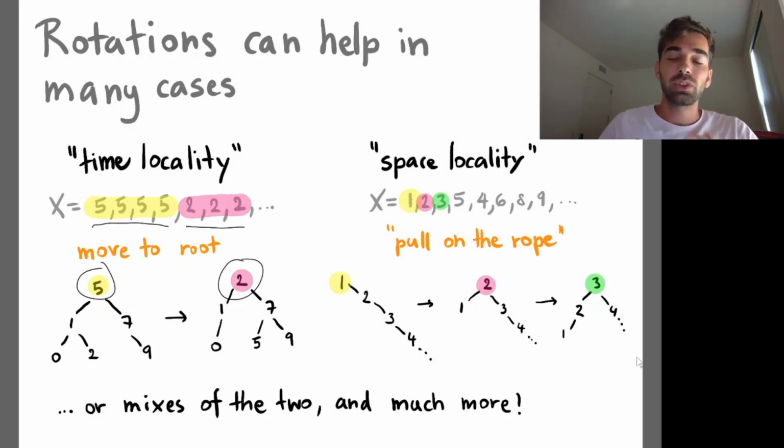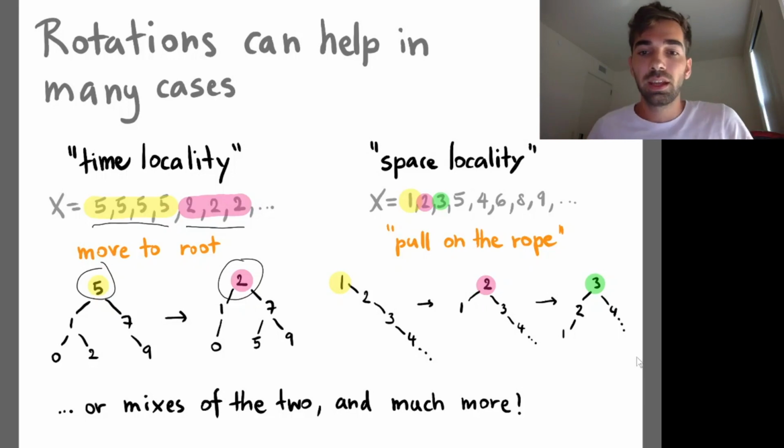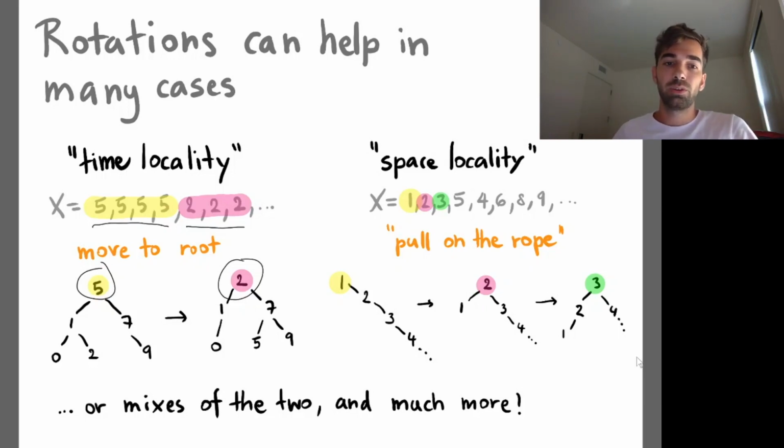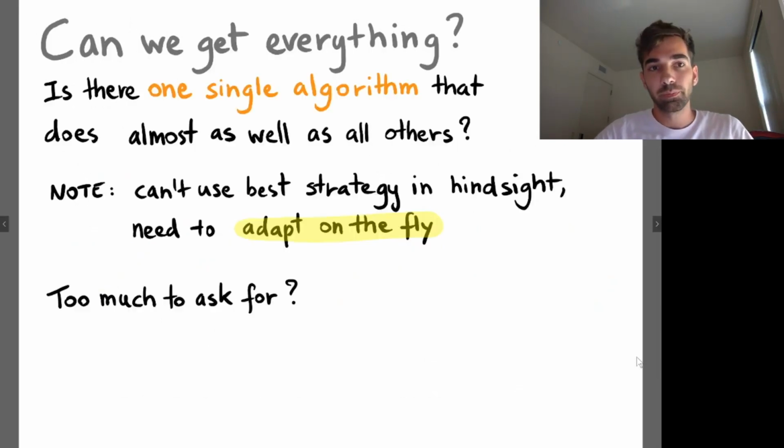And those are only two examples of structures, and it might be mixes of time and space locality, or they could be something else entirely that still makes it very fast for a binary search tree structure that is allowed to do rotations. Now, can we get every possible benefit at the same time?